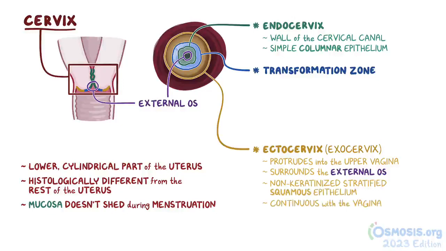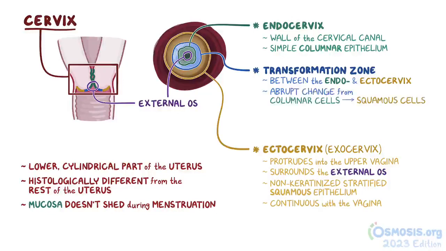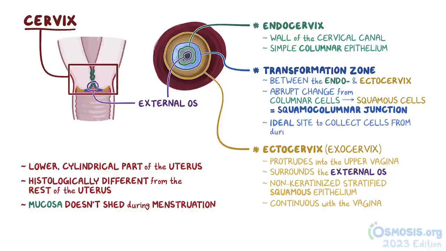The transformation zone is the region between the endo and ectocervix. There's an abrupt change from columnar cells to squamous cells within the transformation zone called the squamo-columnar junction. The exact location of the squamo-columnar junction will change or shift depending on the age of the individual as well as changes in the size of the uterus during menstruation. The transformation zone is also the ideal site to collect cells from during a pap smear or pap test.